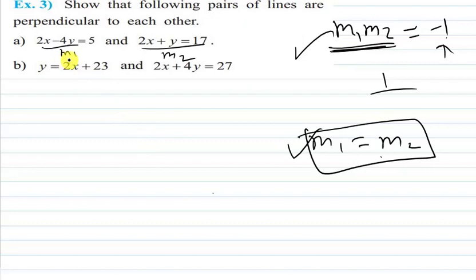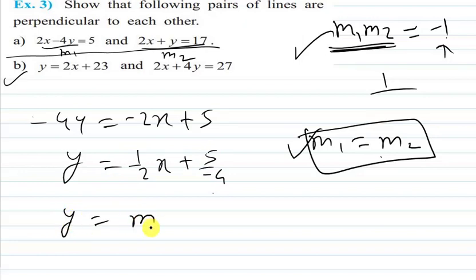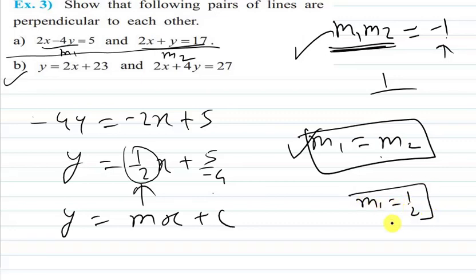Here I have to find the slope. I'll solve the first question, the second will be homework for you. How to find it? Just minus 4y equals minus 2x plus 5. Divide by minus 4, what will I get? 1 by 2 x. Comparing it with the standard equation of the line in slope intercept form, my slope will be 1 by 2. So m1 I got as 1 by 2.